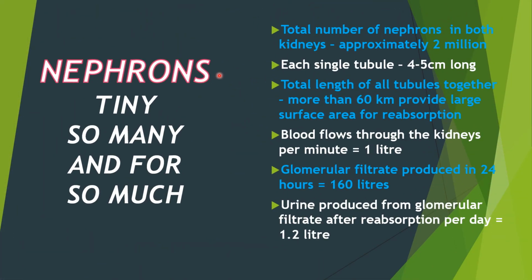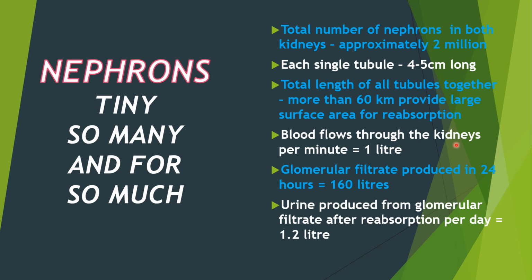We can go through some facts of nephrons. They are tiny, and so many. The total number of nephrons in both kidneys is approximately 2 million. Each single tubule is 4 to 5 centimeters long. The total length of all tubules together is more than 60 kilometers, providing a large surface area for reabsorption. 60 kilometers.